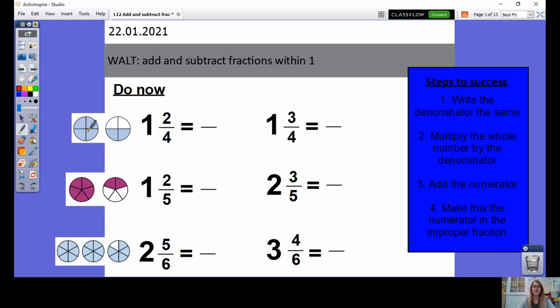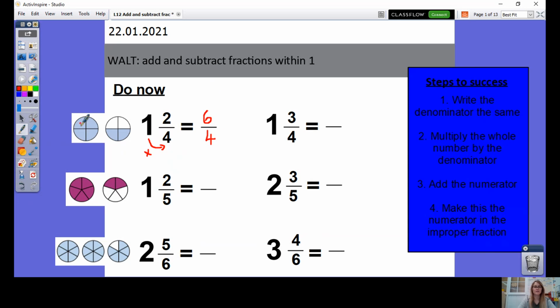So you can see I've got 1 whole and 2 quarters here, okay? So the first thing I need to do is write the denominator the same. My denominator is 4 because there are 4 parts in 1 whole. So to change my mixed number, I now need to multiply the whole number by the denominator. So I need to multiply 1 times 4. Okay, so I'm going to keep that in my head. I know 1 times 4 is 4, and then I need to add the numerator. 4 add 2 is 6, so that becomes my new numerator for step 4 to make that an improper fraction.